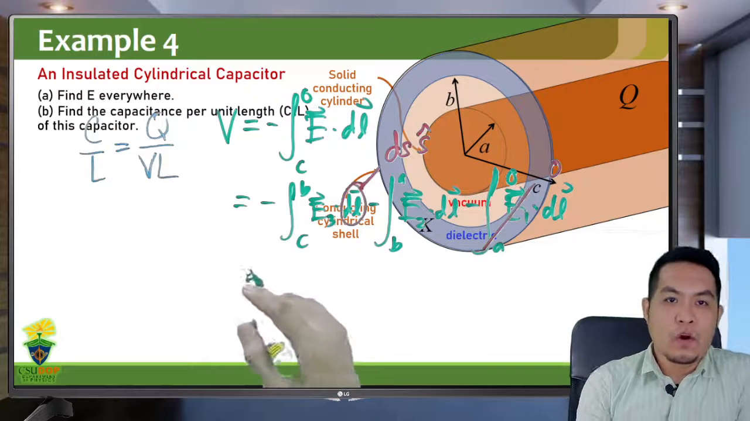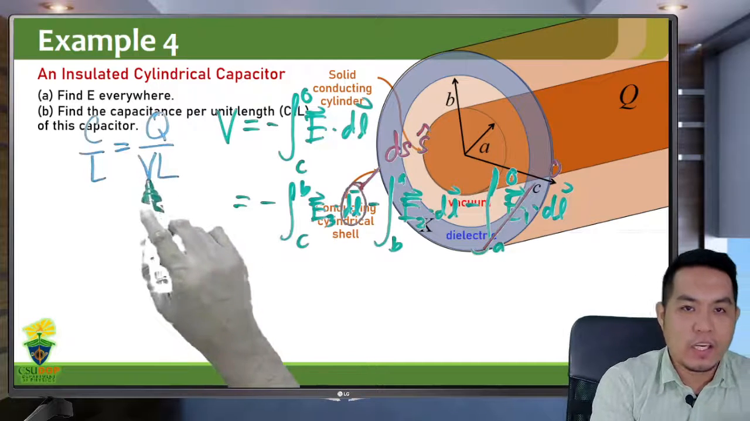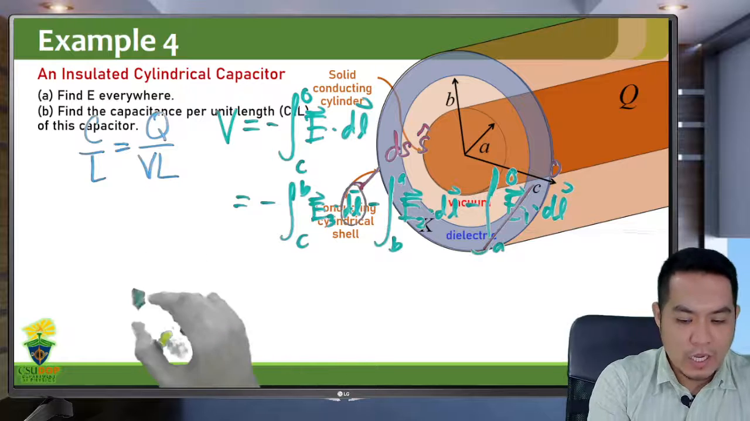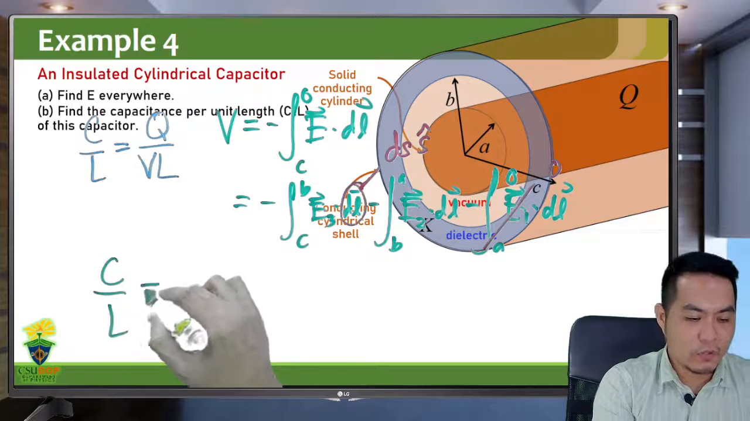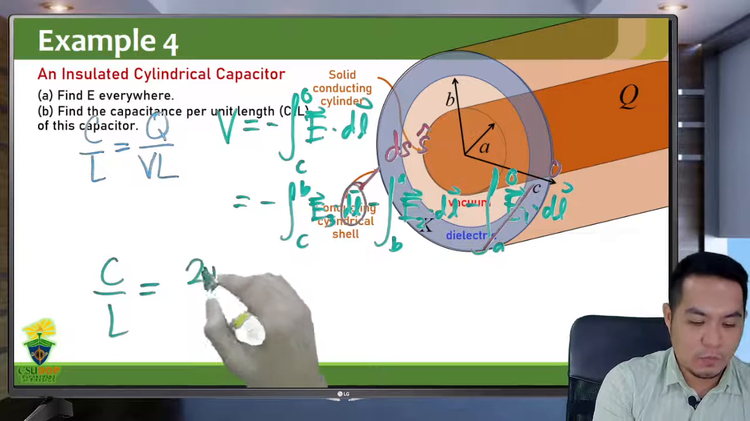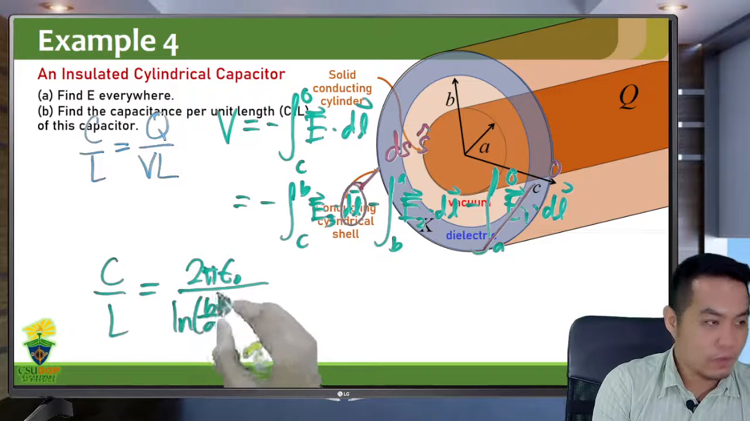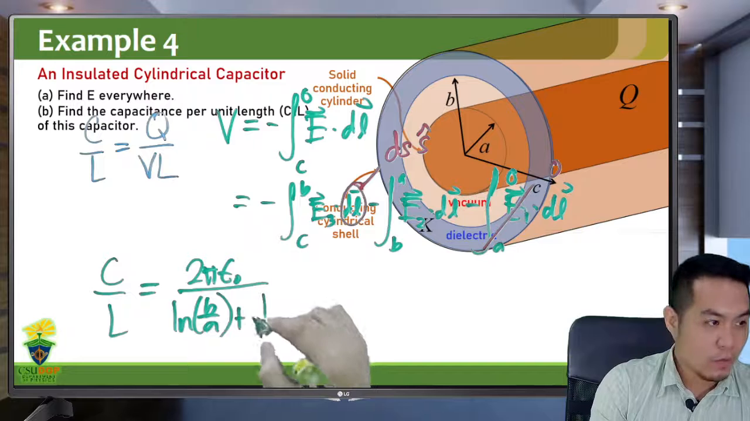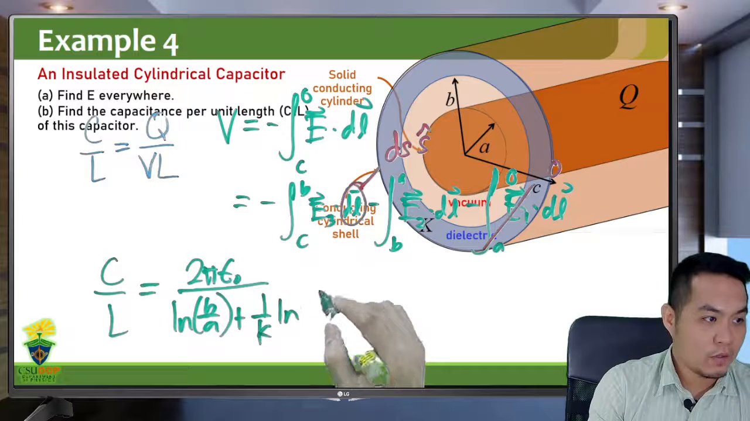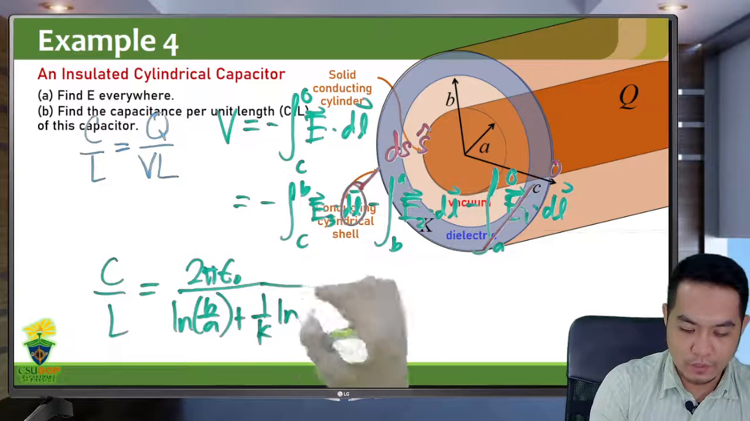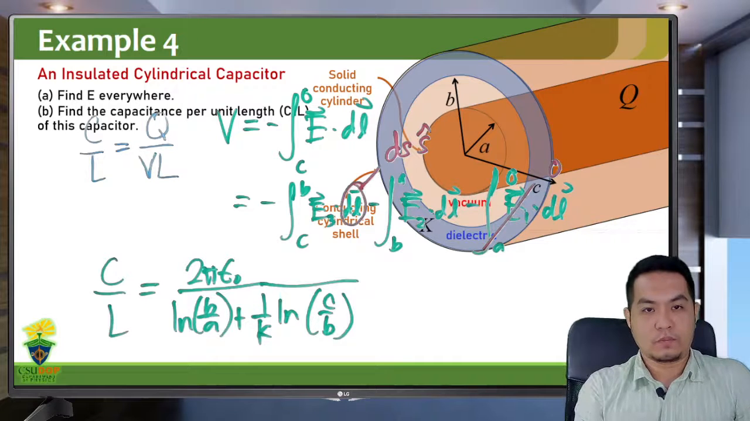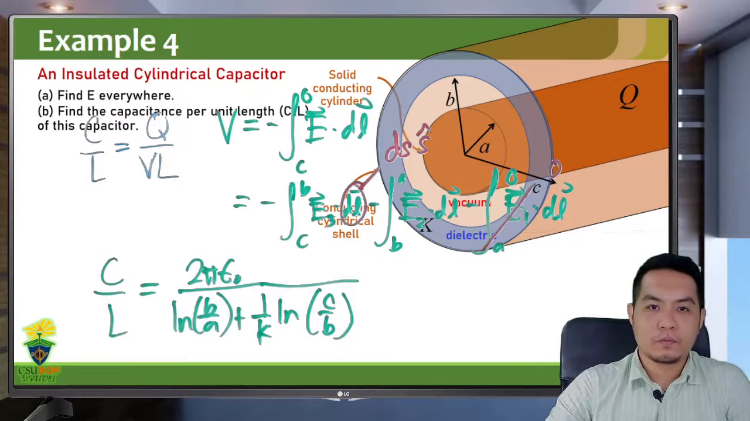So knowing V, you substitute it here, and you will solve the capacitance per unit length as 2 pi epsilon naught over ln of B over A plus 1 over K ln of C over B. Okay.